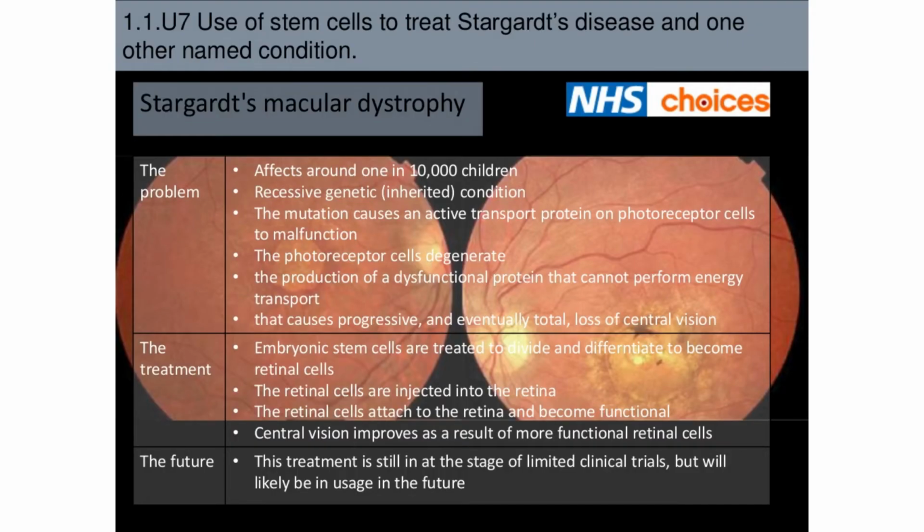Stem cells can be used to treat Stargardt's macular dystrophy. Stargardt's dystrophy is a disease where photoreceptor cells degenerate in the eyes, and that causes blindness. Stem cells can be used to treat this disease because they can divide and differentiate to become retinal cells. The retinal cells are injected into the retina, and they attach to the retina and become functional again. So vision comes back and is improved.